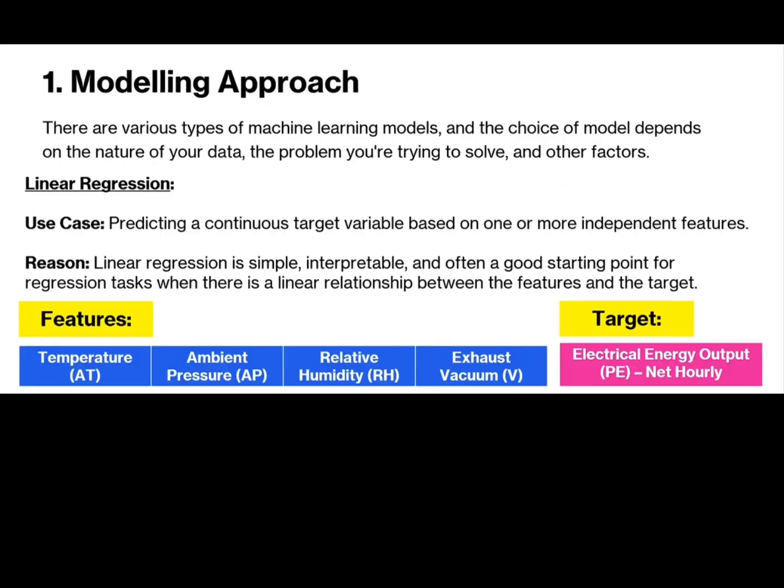For the modeling approach, we have chosen the linear regression, and this is very simple because linear regression is best used for predicting a continuous target variable based on one or more independent features, and I provided the details in the table below, showing the features that we are going to use in this project as well as the target variable that we are trying to predict.